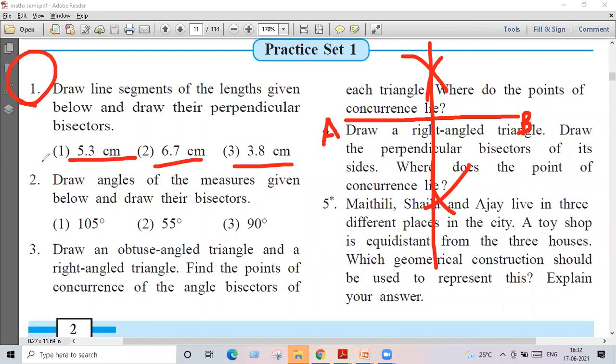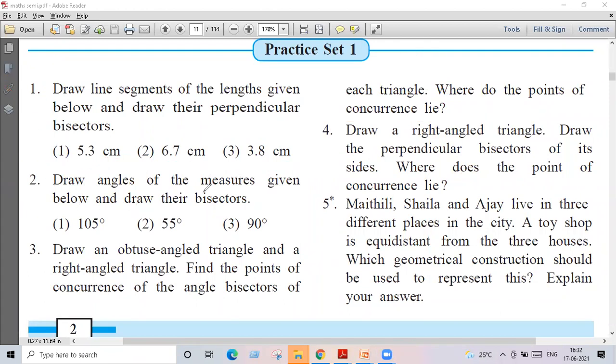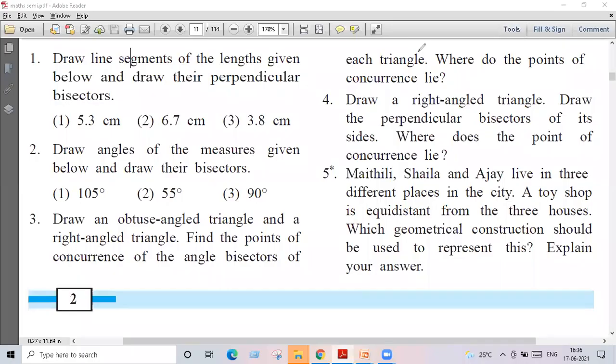So question 1 I think you can do, and question 2 you can also do. Question 2 is angle bisectors of 105, 55 and 90. Getting it? Try it quickly. So question number 1 and question number 2 you can do. I have already told you the day before how to solve it.